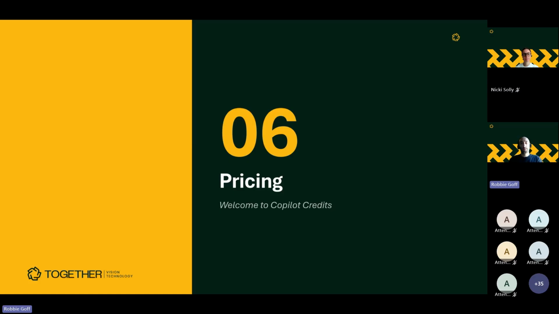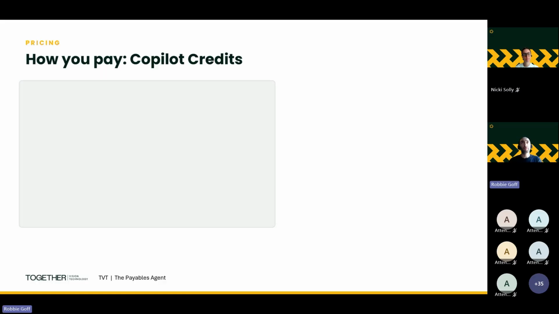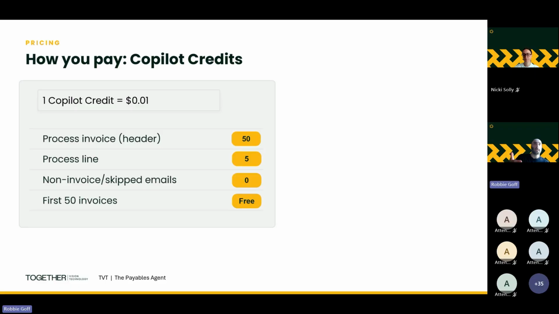Finally, pricing. Blissfully a little bit more straightforward than the sales order agent. As I discussed, this has a different pricing model, so it uses Copilot credits. What is a Copilot credit? A Copilot credit costs 1 cent. I've not given the pence breakdown there because it would be some silly decimal. And this is how it bills it. Again, way more straightforward than the sales order agent.